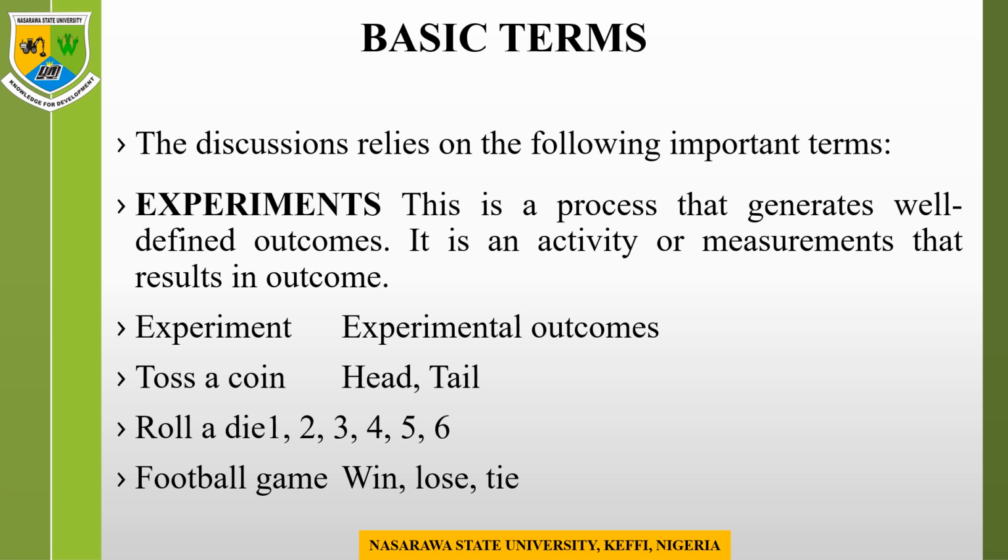This is a process that generates well-defined outcomes. It is an activity or measurement that results in an outcome. So some of the activities, some of the things that you are doing that will generate that particular outcome, is called an experiment. For example, if you toss a coin, or flip a coin, it has two sides. That particular tossing or flipping of a coin is an experiment. If you roll a die, it has 6 sides, so one of the sides will appear. By rolling it, doing that is regarded as an experiment.